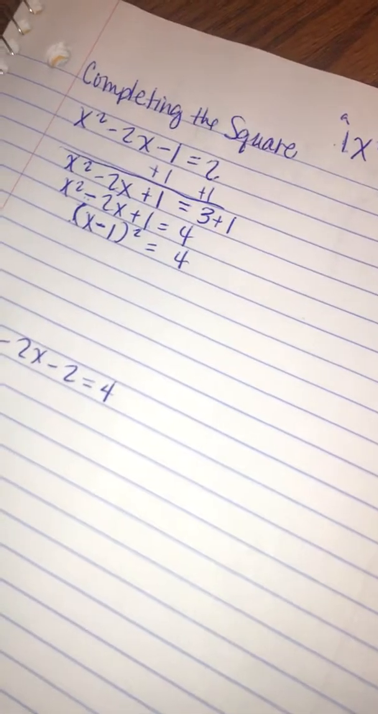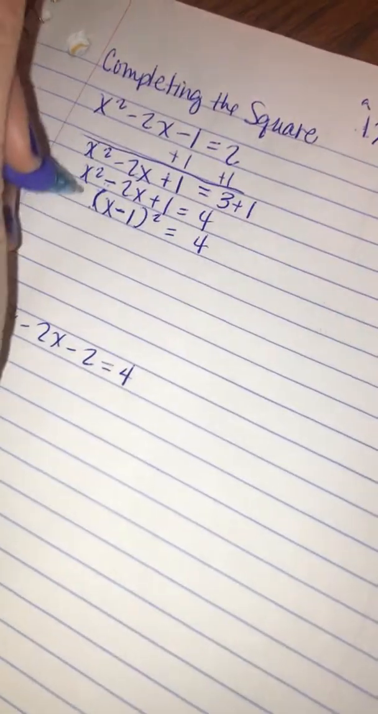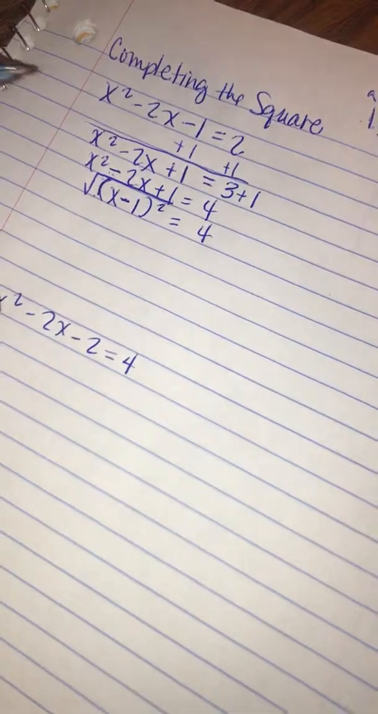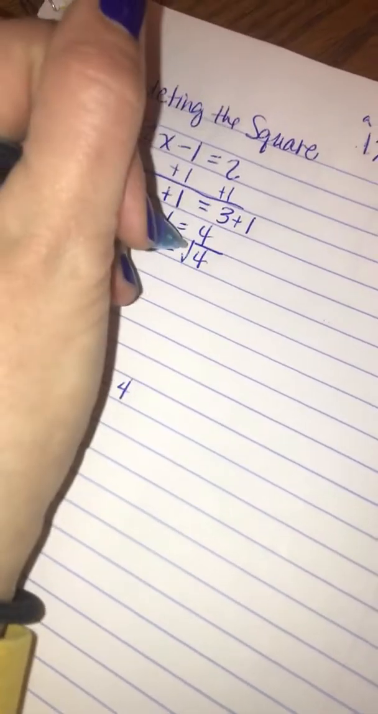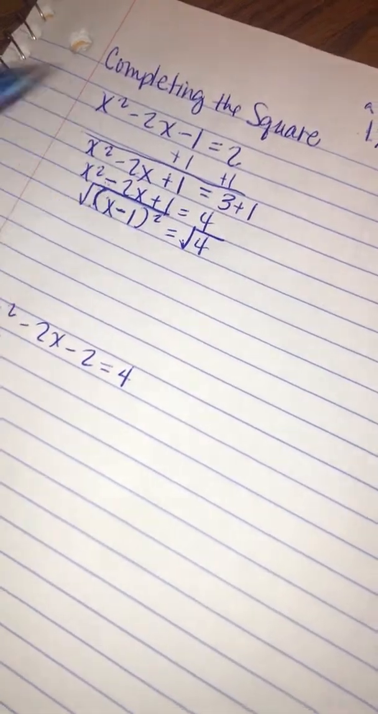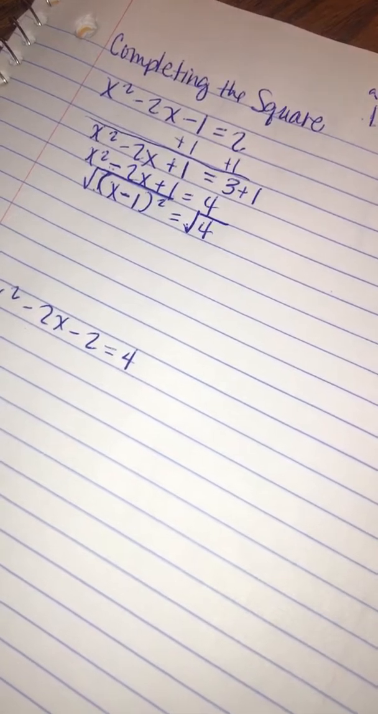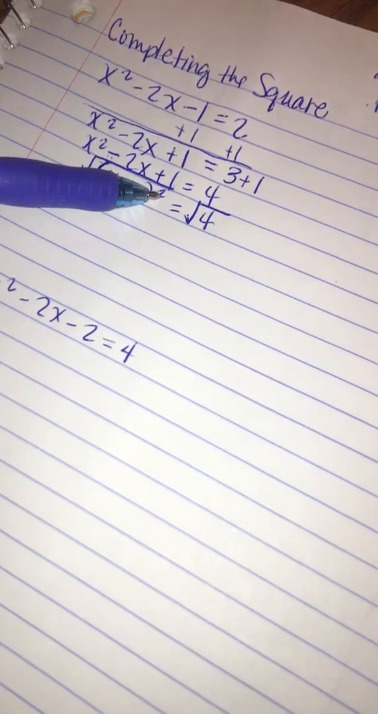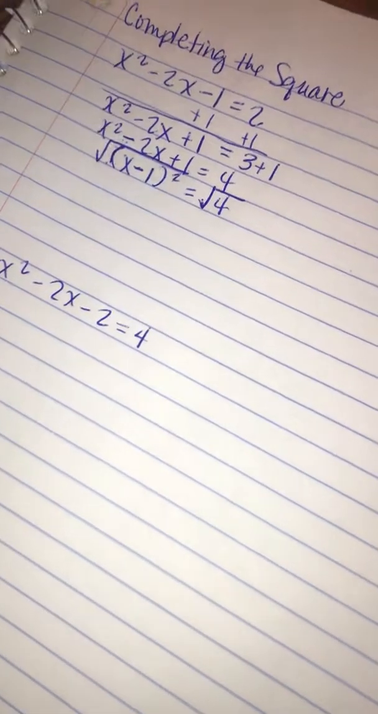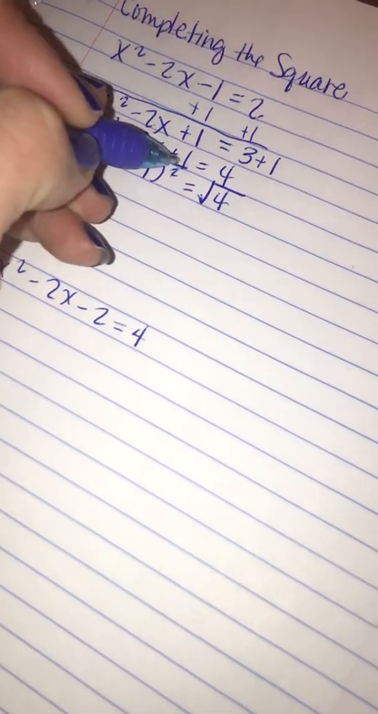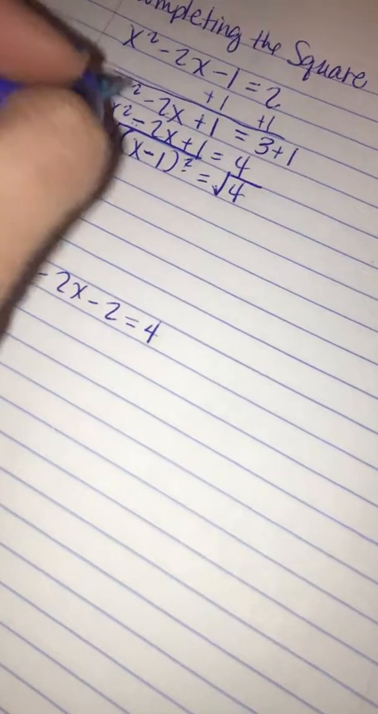Okay, we are now ready to continue with solving by taking the square root of both sides. And we're doing that because we want to get this x minus 1 outside of those parentheses. We want to get rid of that squared term right there, or the exponent. So taking the square root will cancel out the exponent of 2.